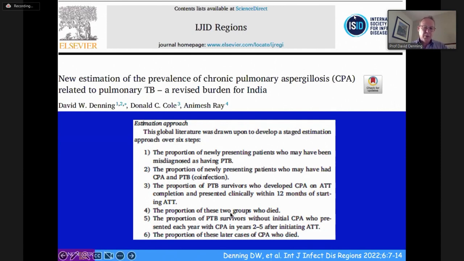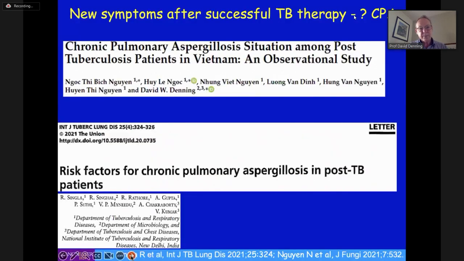And then there are patients who recover from their TB and are cured, usually left with a cavity, and then they may get CPA as a later complication. So there are different settings in which this occurs. And one of the key settings is these post-TB patients coming back to clinic. So in Vietnam, 52% of the patients coming back with symptoms had CPA, and in Delhi, 57%. So for this group of patients coming back with possible recurrent TB, it's very important to look for CPA.